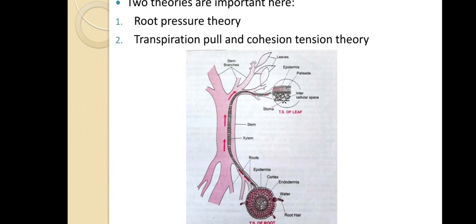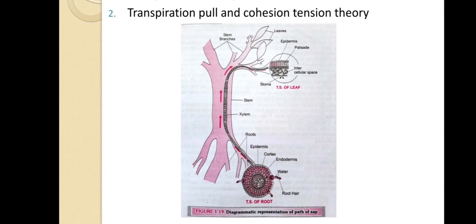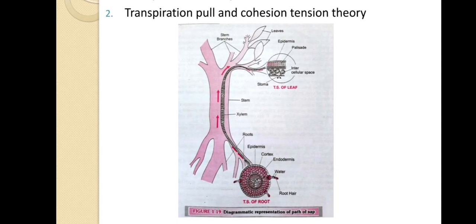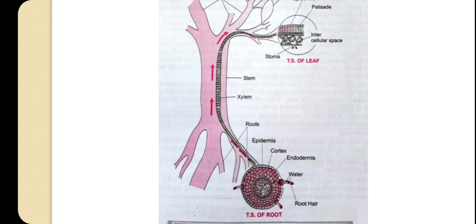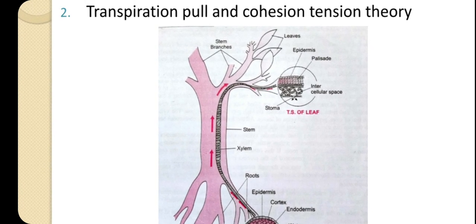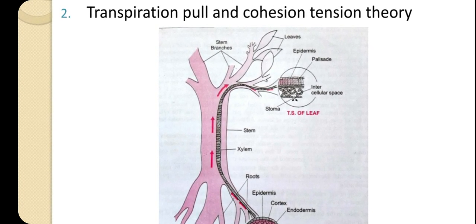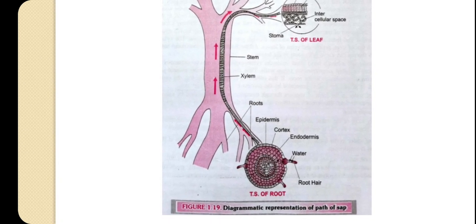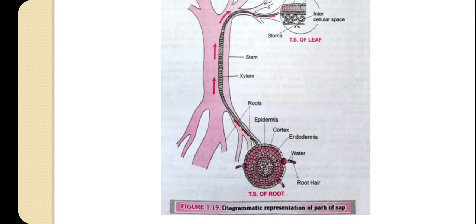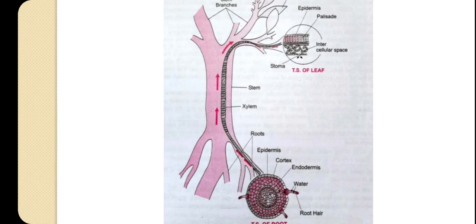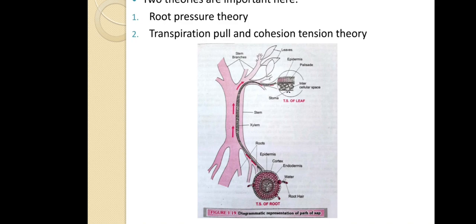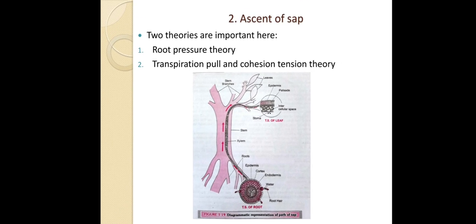Now when you look at the bottom part of this plant, at the bottom the root is there, and at the higher area we have leaves and the other branches. So now we have to transport the water from the root to the higher areas of the plant. So two theories are taking place here, root pressure theory and transpiration pull and cohesion theory.